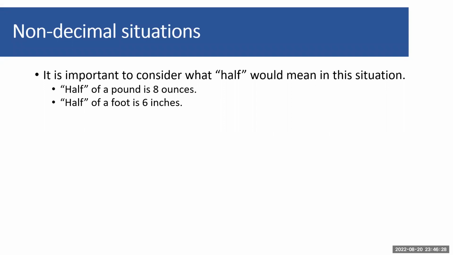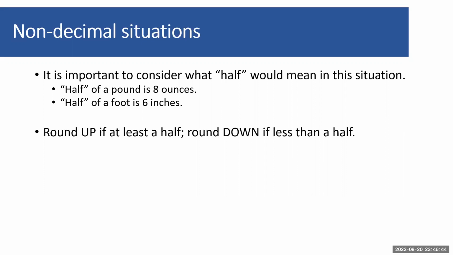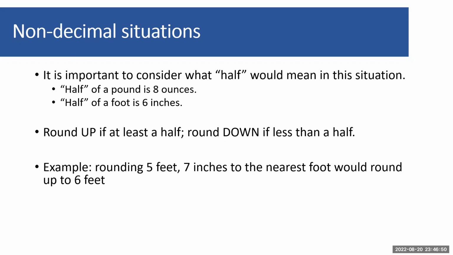Now, sometimes we have non-decimal situations. Anytime you deal with a non-decimal situation, the first thing that you want to do is go ahead and look and see what a whole would mean. What is a whole and what is a half? Half of a pound is going to be 8 ounces. Half of a foot is 6 inches, and so on. If you are at least a half, you go up. If you are not at least a half, you go down.